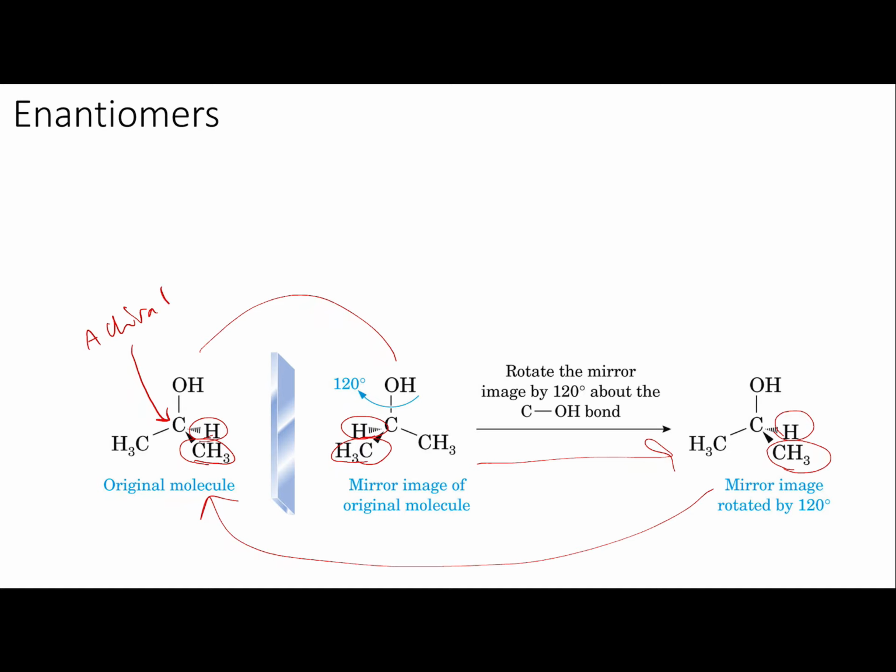Okay, so to summarize, objects that are non-superimposable on their mirror images are called chiral. The most common cause of chirality is a carbon with 4 different groups on it. A carbon with 4 different groups is called a stereocenter. Objects that do not have stereocenters are called achiral. Non-superimposable mirror images are called enantiomers. And enantiomers always come in pairs. That should make sense, right? Right hand, left hand.